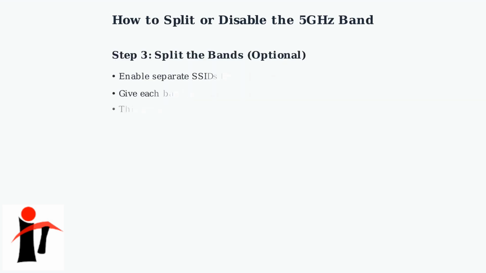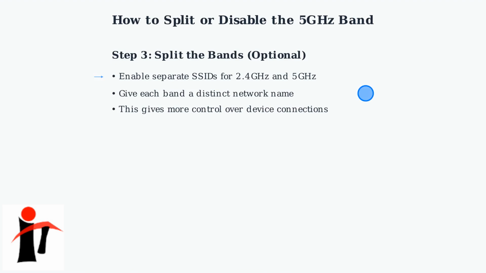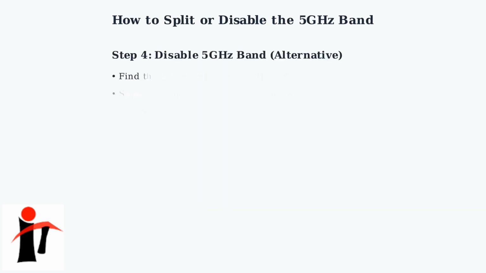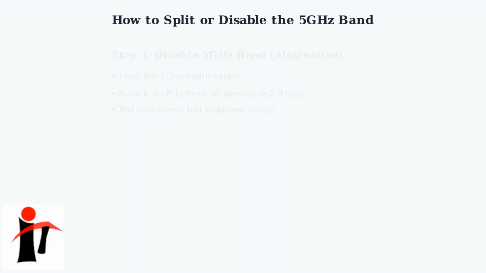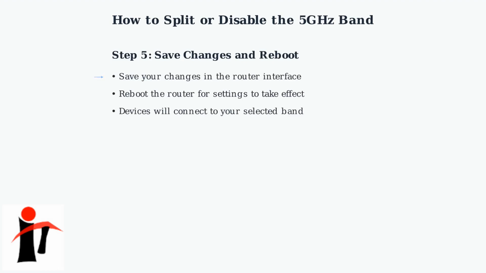To split the bands and give each frequency a unique network name, enable separate SSIDs for the 2.4 GHz and 5 GHz bands. Give them distinct names so you can control which band each device connects to. To disable the 5 GHz band entirely, find the toggle or setting that controls the 5 GHz radio and switch it off. This forces all traffic to the 2.4 GHz band, which can improve coverage but reduces overall speed. Remember to save your changes and reboot the router for the new settings to take effect.